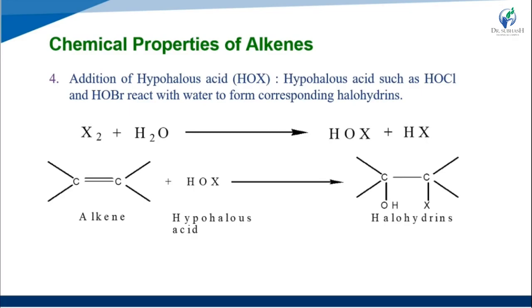Here X2, that is a halogen molecule, reacts with a water molecule, making one hypohalous acid, and one hydrogen halide is removed. Okay, then alkenes react with the hypohalous acid, making the halohydrin. So this is hypohalous acid addition.